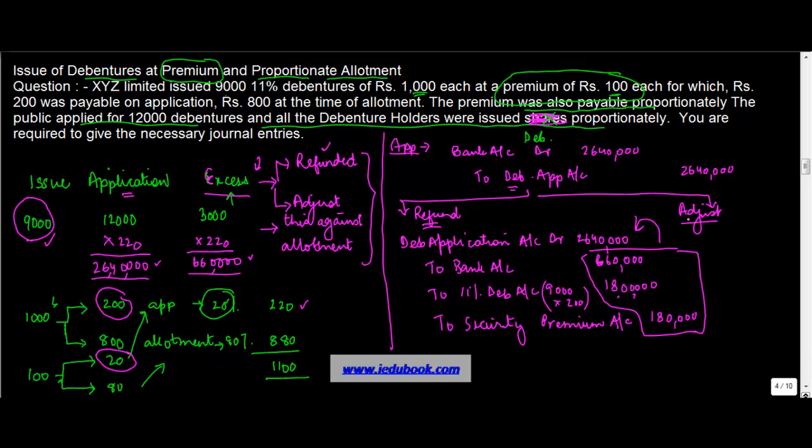So this was the case when you would have refunded this. What happens if you would have adjusted this against the debenture allotment amount? In that case, the only change is that instead of bank account, you would credit debenture allotment account.